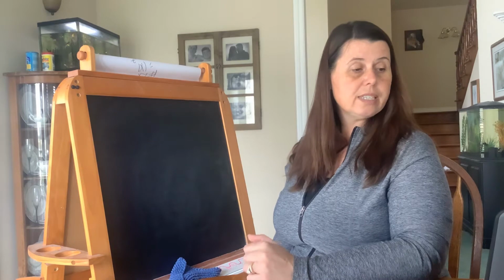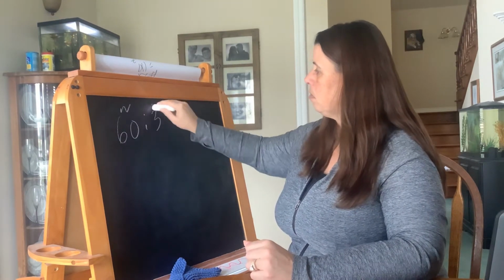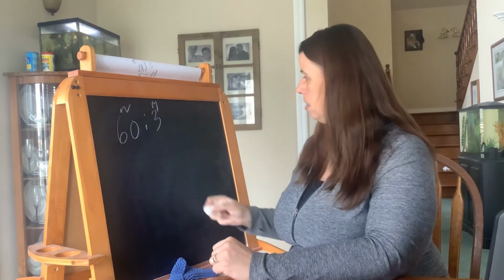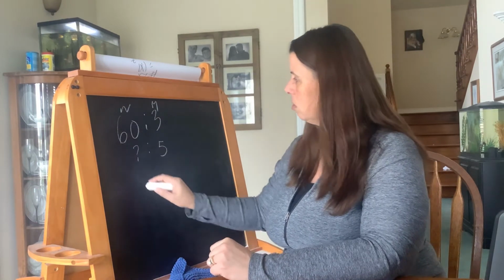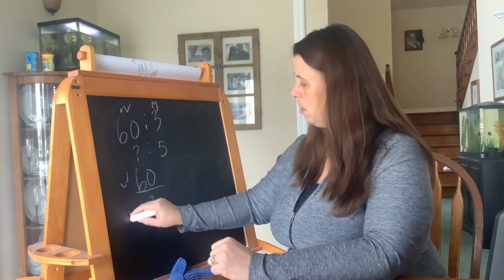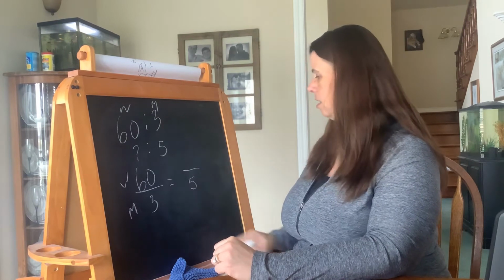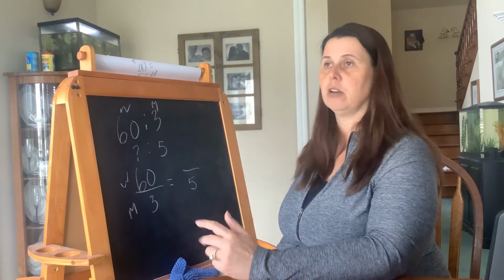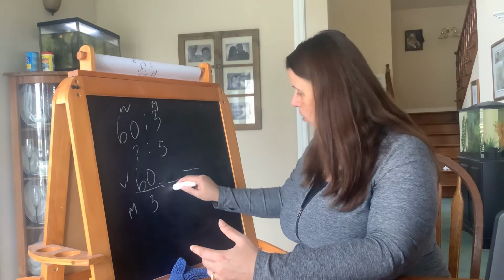Okay, part B. Cindy can type 60 words in 3 minutes. How many words can she type in 5 minutes? So we want to know this number, right? So let's change it to a fraction. 60 words, 3 minutes. And we want to know how many words in 5 minutes. I can't easily go from 3 to 5. 5 is not a multiple of 3. So I've got to go back and add the step in the middle where I get to 1.